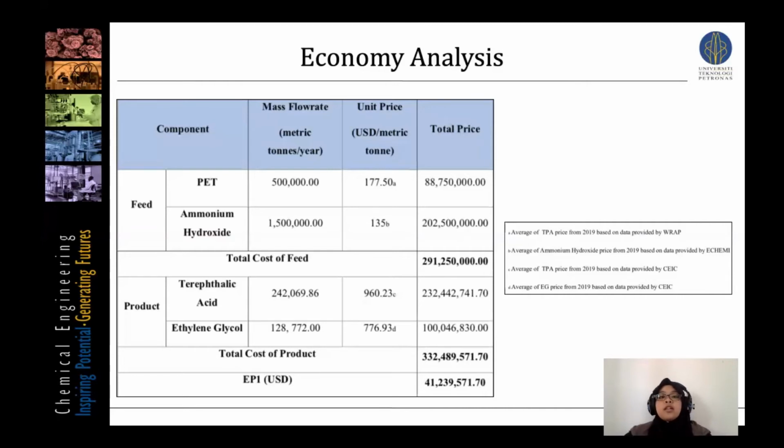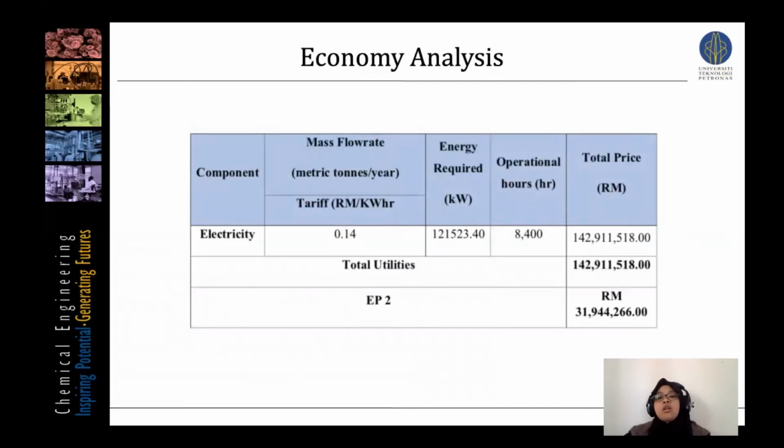So to have a better understanding of the economic analysis, we also have economic potential 2, which considers the revenue, the total cost, as well as the total utilities. What we need to do is take the revenue and subtract the total cost as well as the total utilities. In this case, for utilities we only consider electricity, and the economic potential is a positive value, where we gain 31,944,266 ringgit Malaysia. This shows that our plant design project is feasible to be done.